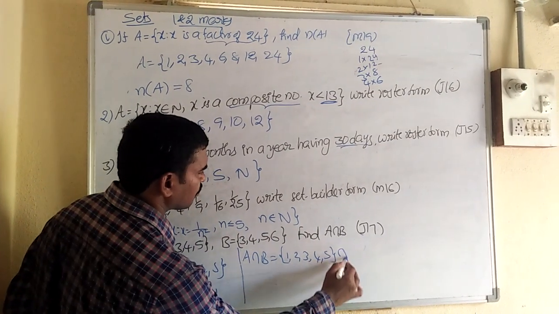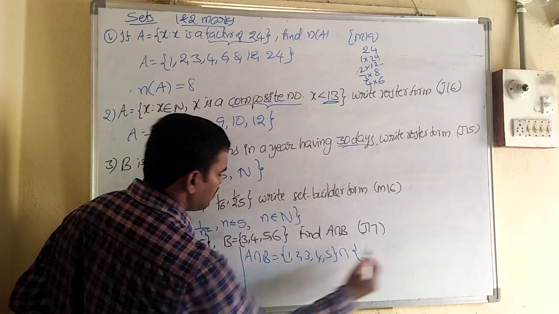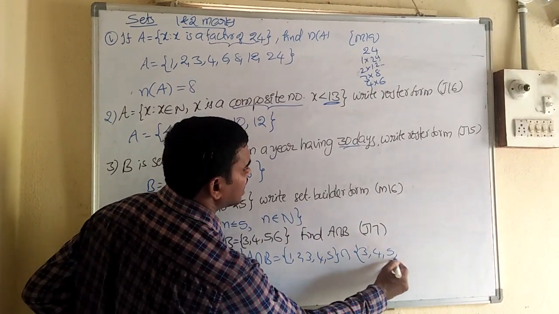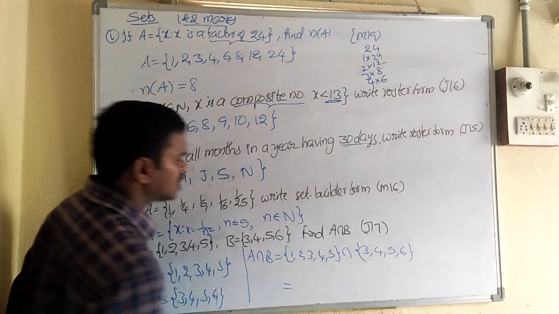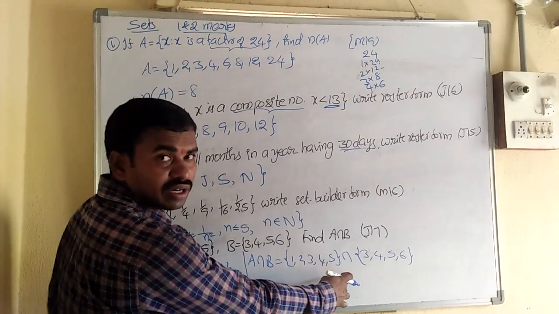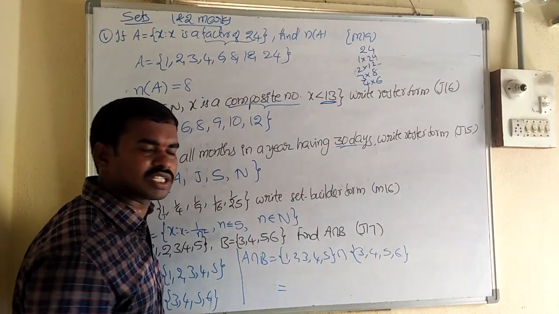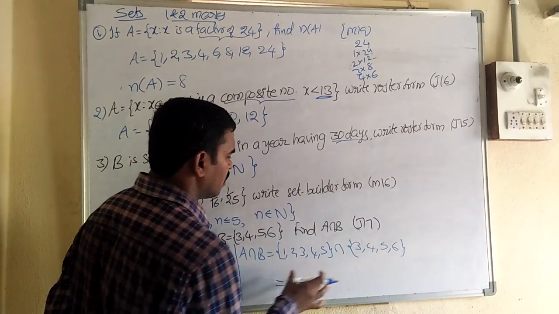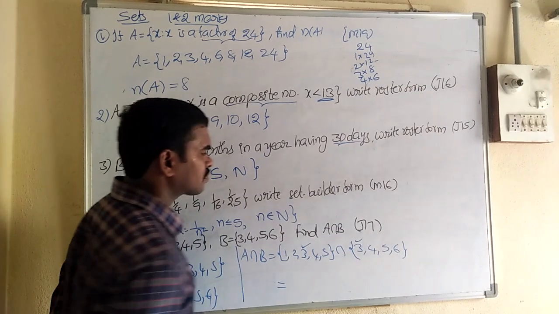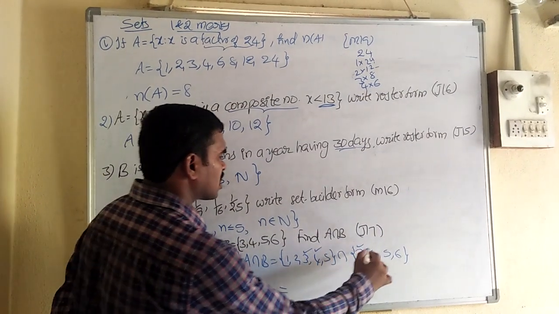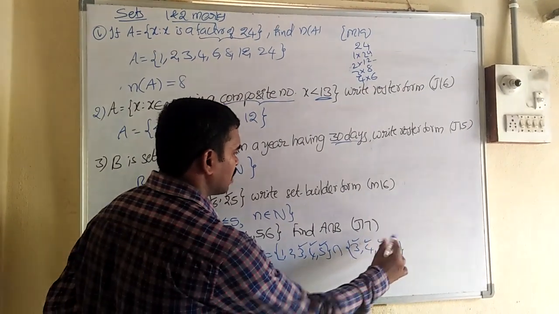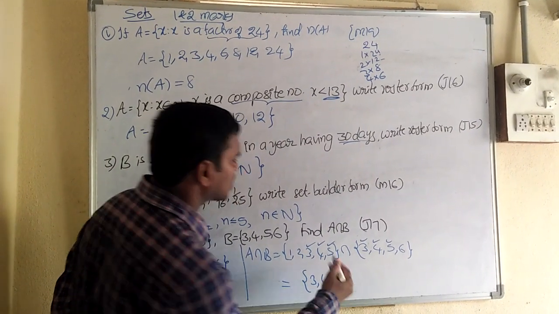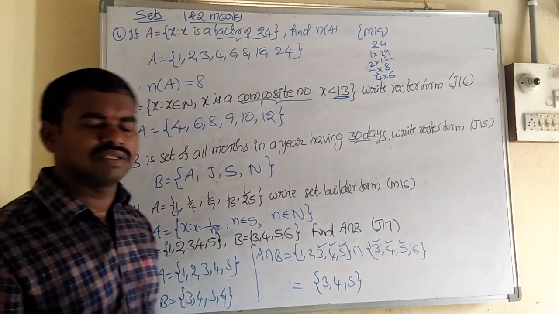Next intersection. Next B. B means what? 3, 4, 5, 6. Okay? Once again I am saying, intersection means common elements, common elements in both sides. What is common in both? 3 is common, 4 is common and 5 is common. So what are the common elements? 3, 4, 5. So intersection means common elements.